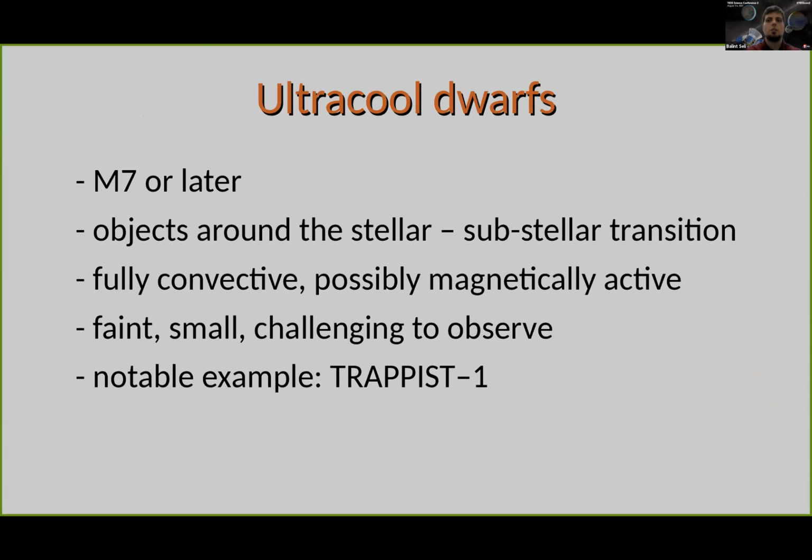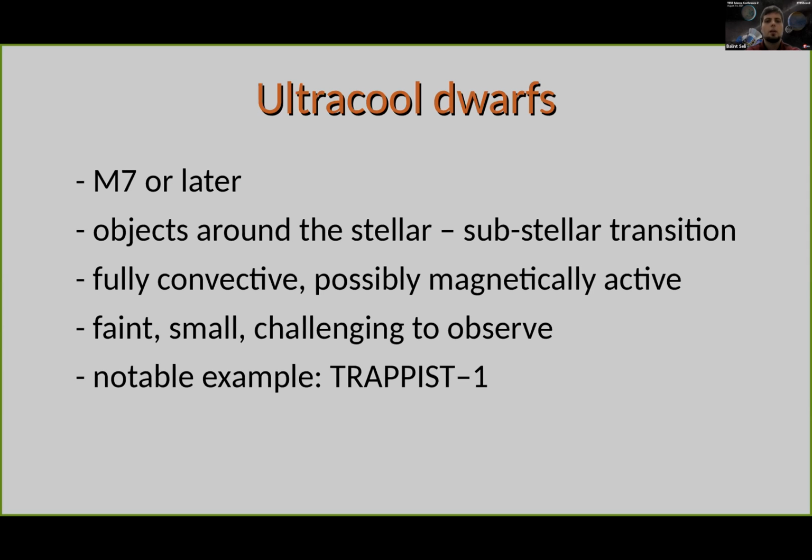At the start, let's review what we know about these ultra-cool dwarfs. These are objects with spectral type M7 or later, so they are around the stellar-substellar boundary. Actually, some of these objects are brown dwarfs. They are all fully convective and therefore possibly magnetically active. And since they are so faint and small, they're quite challenging to observe with any kind of instrument.